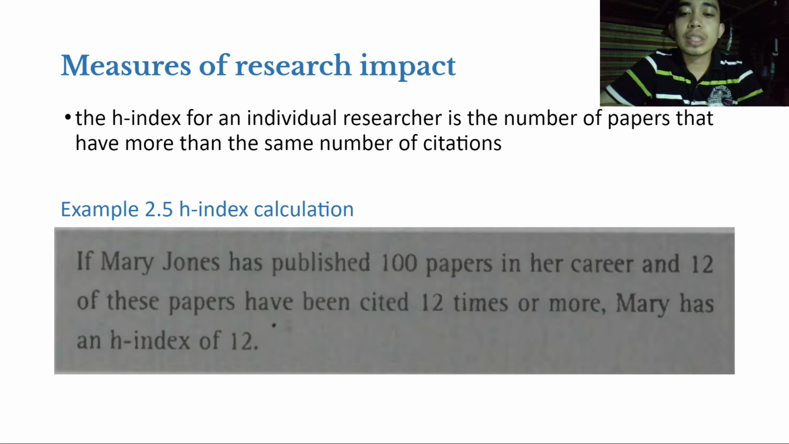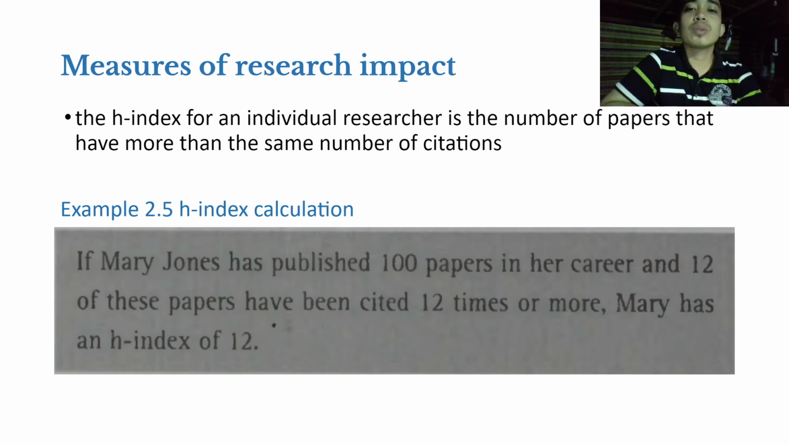The idea of additional metrics of study impact, such as citations and the length of time during which these citations are created, is introduced here. One index that considers time and citations is the half-life of a journal. The effectiveness of researchers and the journals themselves are occasionally assessed using these indices. The H index for an individual researcher is the number of papers that have more than the same number of citations. Example, if Mary Jones has published 100 papers in her career and 12 of these papers have been cited 12 times or more, Mary has an H index of 12.